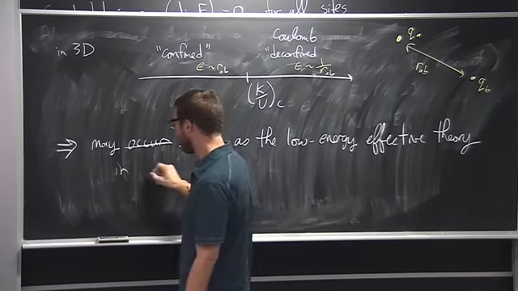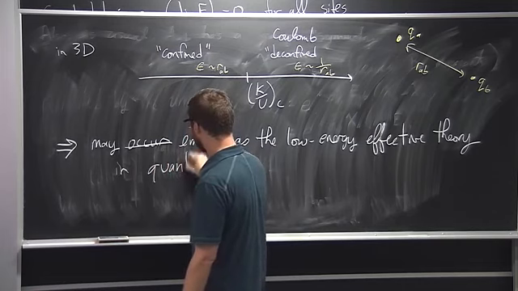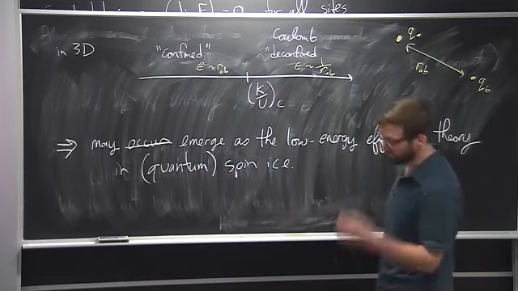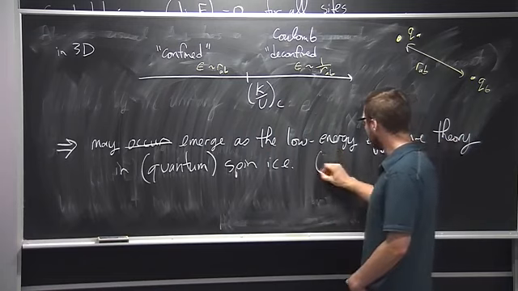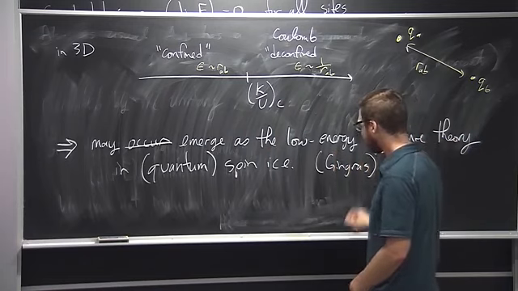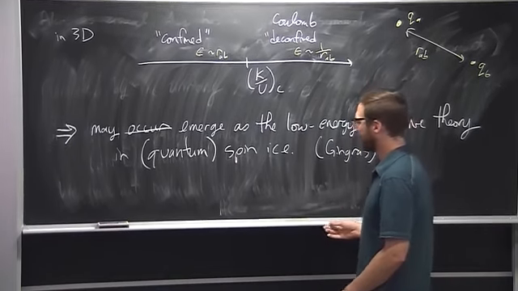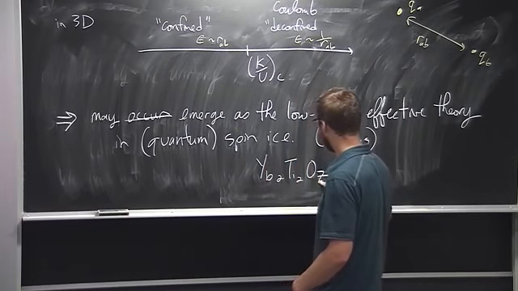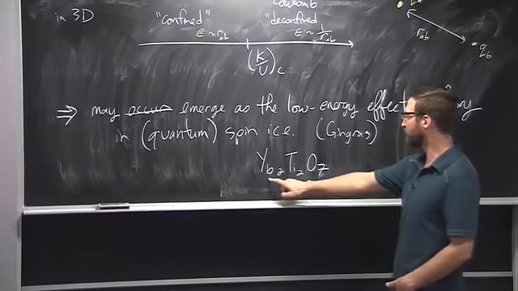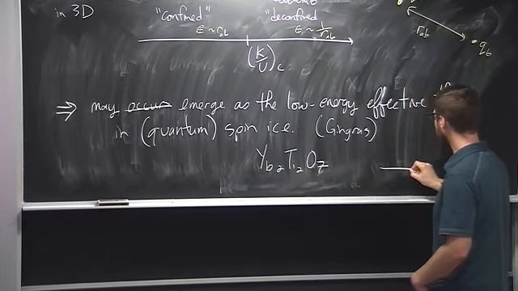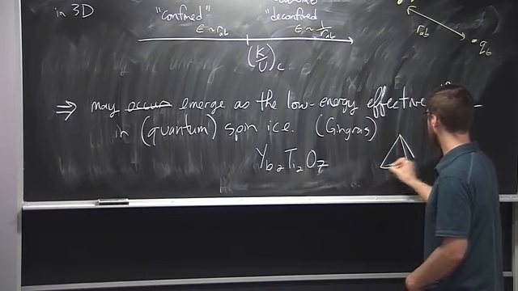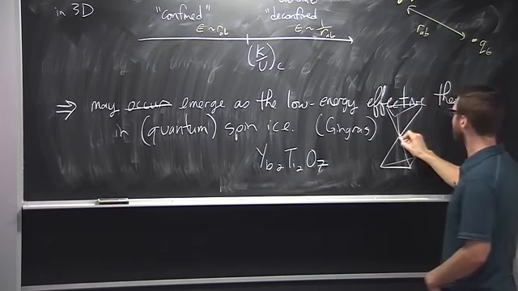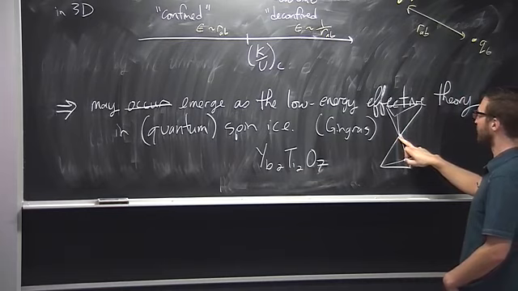In these compounds called quantum spin ice. Quantum spin ice is what Michel Gingras studies. Ask him. But these are three-dimensional materials. They're rare earths that sit on a pyrochlore lattice, which is a lattice of corner-sharing tetrahedra. So the rare earths sit on the corners of these tetrahedra.